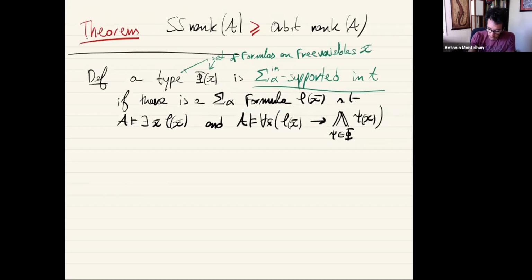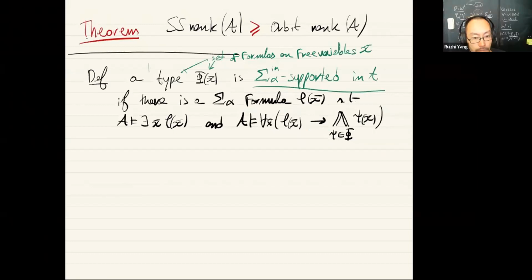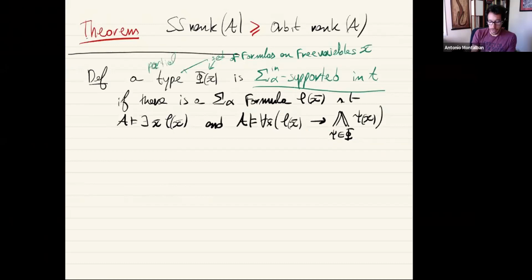And by the way, these are what I'm calling types, but sometimes in model theory they're called partial types. A complete type contains, for every formula, either it or its negation. That's not the case here. So it's just some set of formulas. And yes, the formula phi does not need to be part of the type in this case. Supported is kind of a weakening of principal. It doesn't generate exactly the type, but it implies everybody in the type.